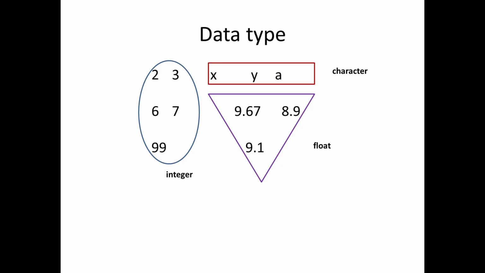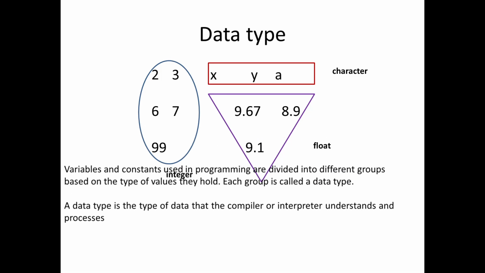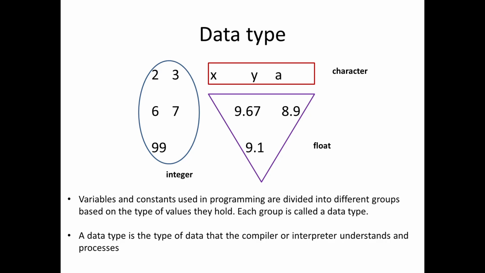This does not mean that only these three things are data types. There exist more data types. We can define a data type like this. The variables or constants which we use in programming, we can understand as different groups based on what type of values they are holding. We can call each group a data type. This first group is the integer data type, this second group is the character data type, the third group is the float data type.